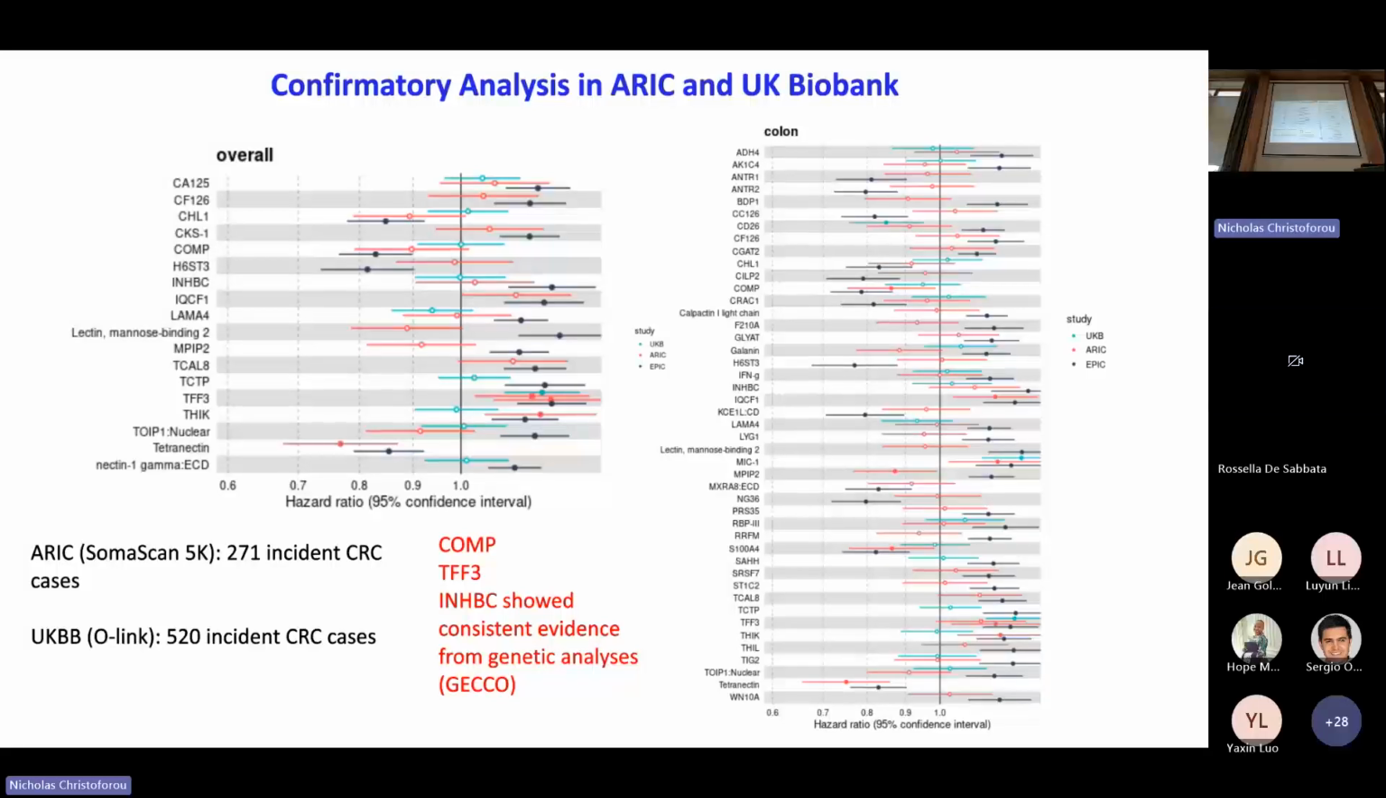But for those that we could study, we did see evidence consistent with the observational evidence that COMP, TFF3 and INHBC seem to be playing a causal role, or potentially playing a causal role, in development of colorectal cancer. It's interesting, TFF3 also comes up as the top hit for colorectal cancer in UK Biobank, measured on the Olink platform. This protein is expressed within the gastrointestinal tract and plays a role in wound healing, and also interacts with inflammatory pathways. Because we see such a strong association, this could be a good biomarker of colorectal cancer development.